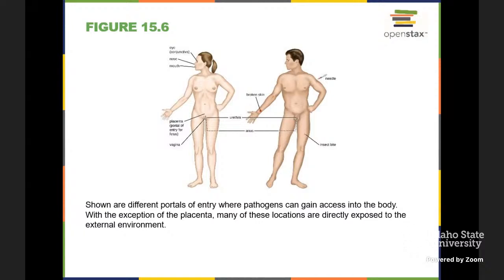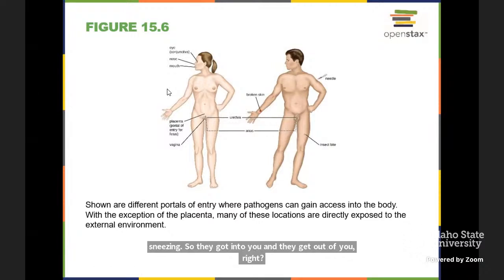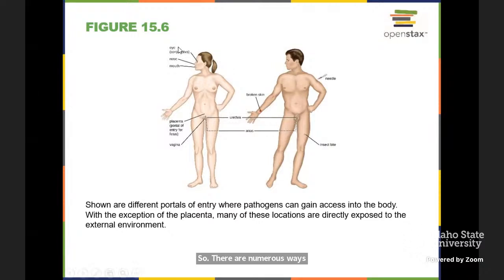All right. And you think about something like a common cold, coughing and sneezing, spewing out some of these viral particles, coming in contact with them and bringing them into your mouth or your eyes or your nose, mucous membranes, and you've inoculated. And in turn, after you start feeling those symptoms, same thing happens, coughing and sneezing. So they got into you and they get out of you, right? So there are numerous ways that we think about. So eyes, nose, mouth.